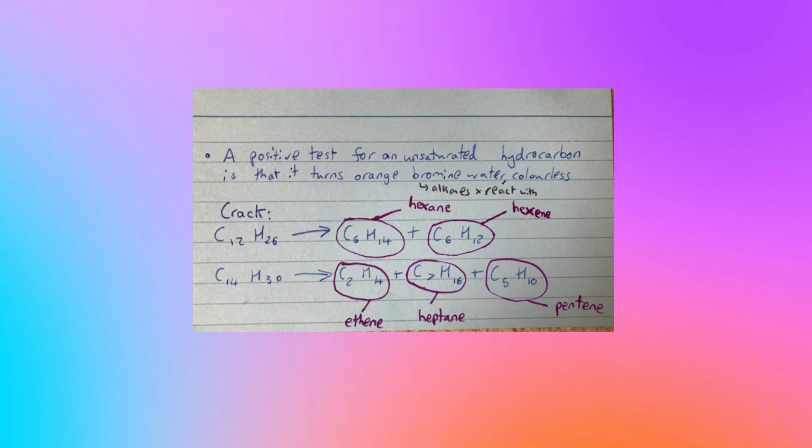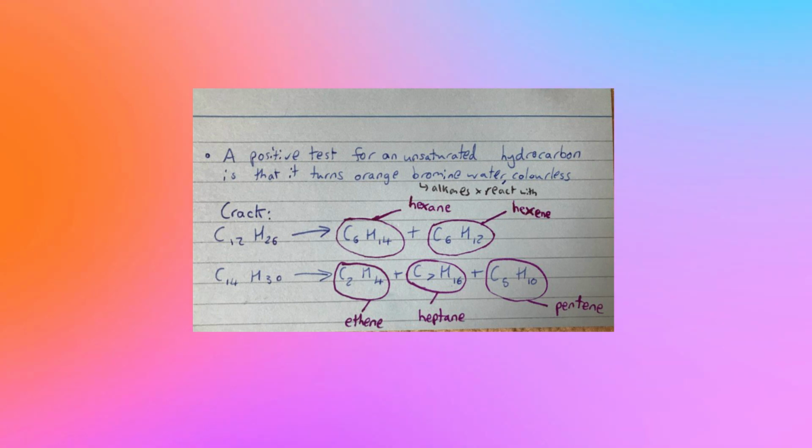Now I've already used up 6 carbon atoms. 12 take 6 is another 6, so I need another C6, but this time I need to be making an alkene, and the alkene formula is CnH2n, so 2 times 6 is 12. C6H12, does it work? H14 plus H12 makes H26, so yes, I've made C12H26. Then again, if I was asked to crack C14H30, I might make ethene first, C2H4. I could then make heptane, C7H16, and then I could also add pentene in there, C5H10. There are loads of different ways you can do this, by the way.